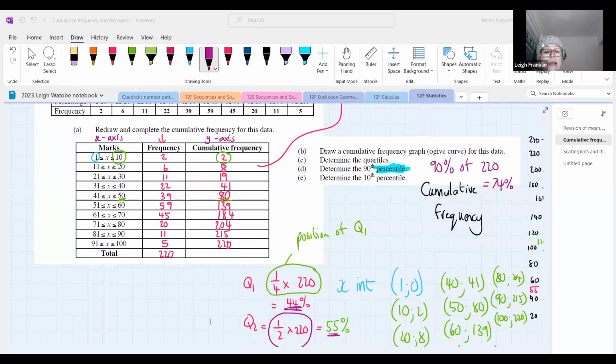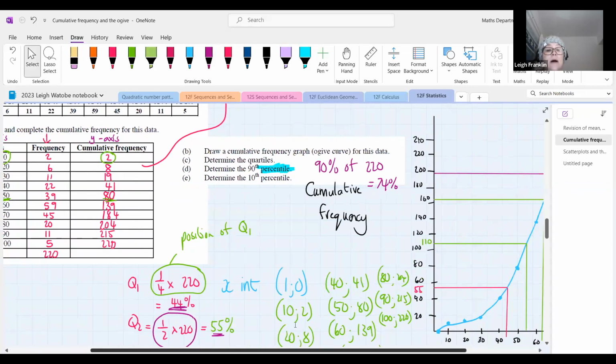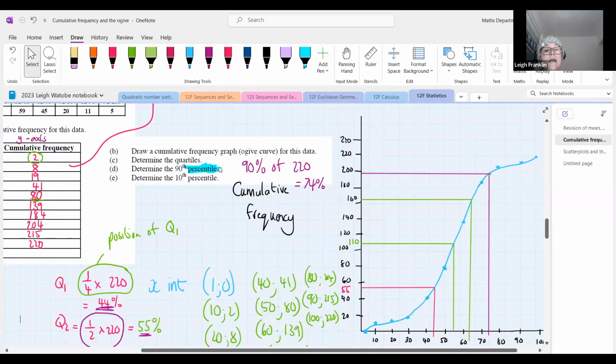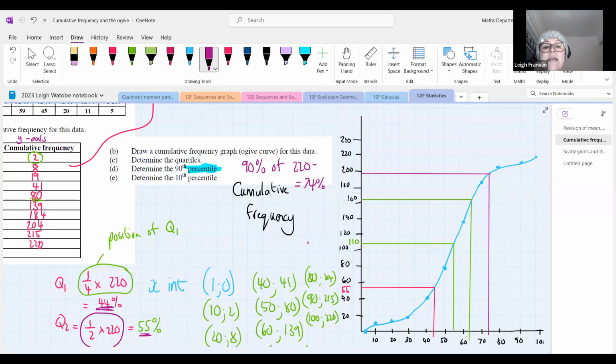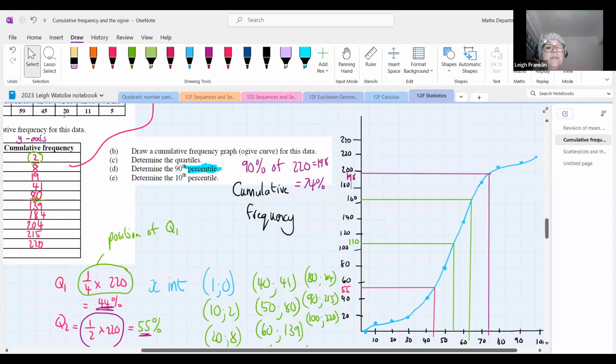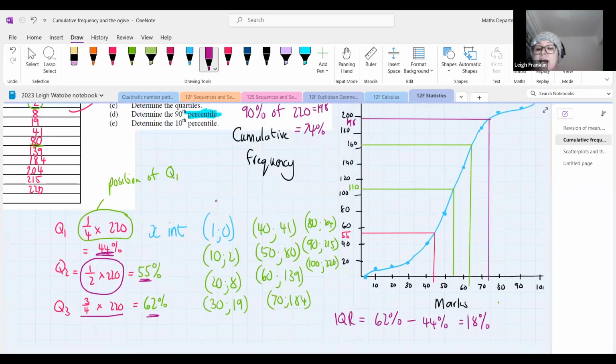Okay, so I'll explain the percentile calculation again. It's not a difficult one, Lebogang. If they want you to determine the 90th percentile, you just have to find 90% of 220. So 90% of 220 is 198. So you will find 198 here on your y-axis. And again, you're going to draw a line over and then down. So the 90th percentile for the data is 74%.